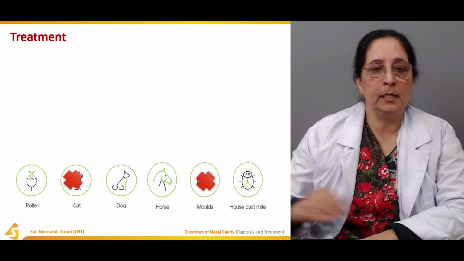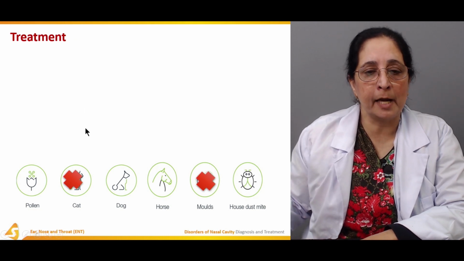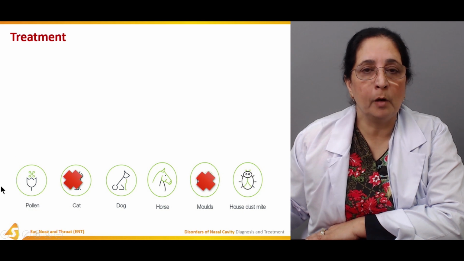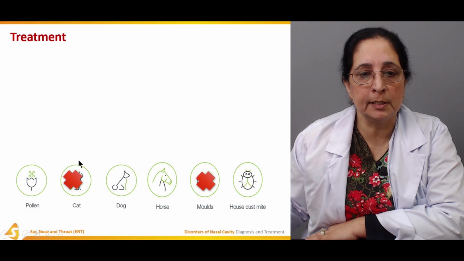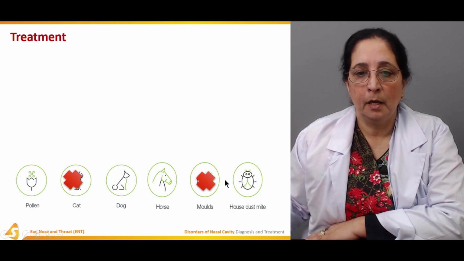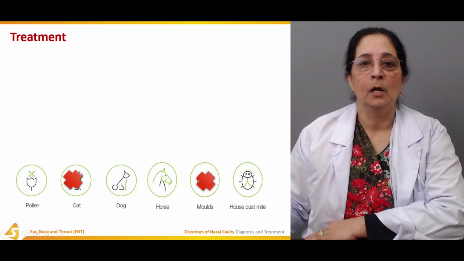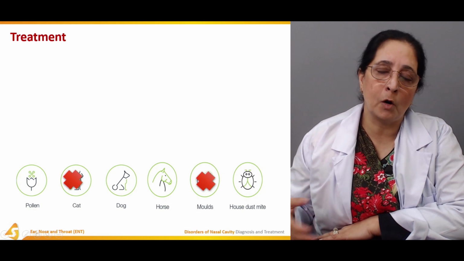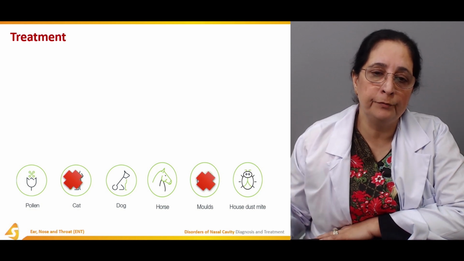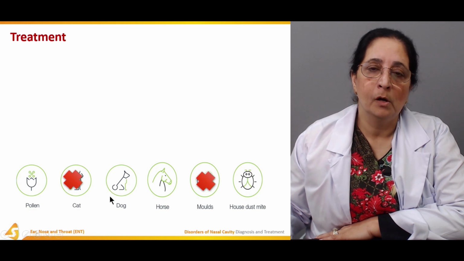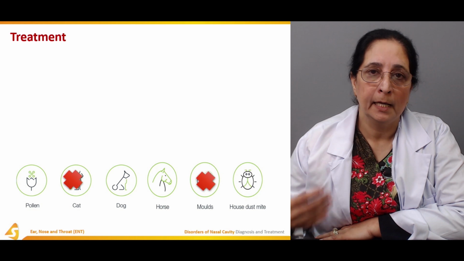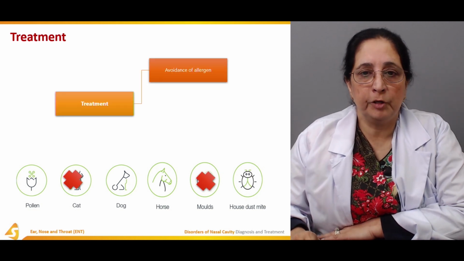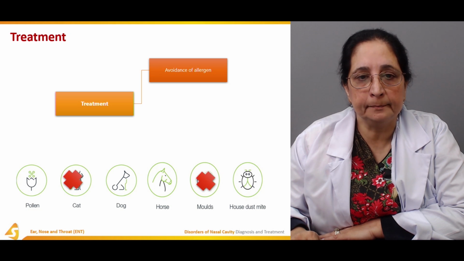Treatment: these are all the different allergens or antigens that can cause allergic rhinitis or allergic reaction. Pollens are very common, but usually cause seasonal allergies. Cat, dog, horse, molds, and house dust mite can cause the perennial type of allergies, which is present year-round unless the cause is removed. If they have a pet cat, dog, or horse at home that is constantly causing problems, removal of these causative factors usually improves the condition. So treatment is avoidance of allergen.